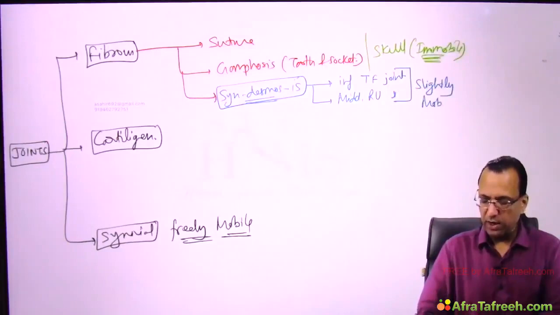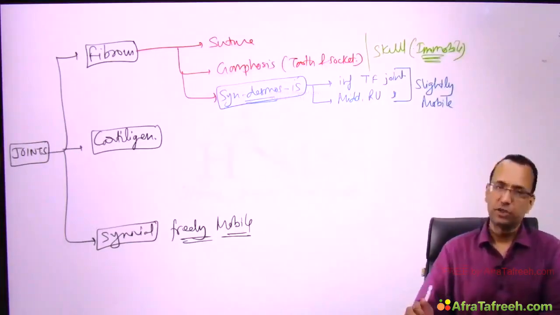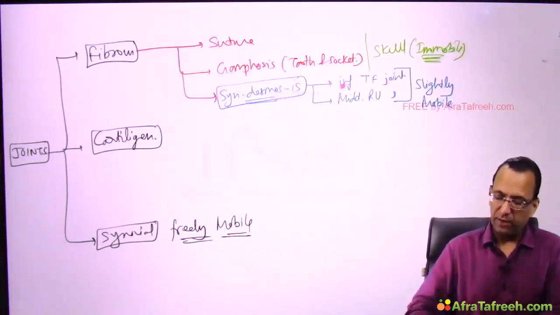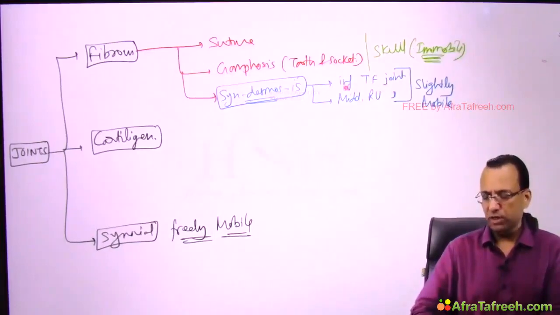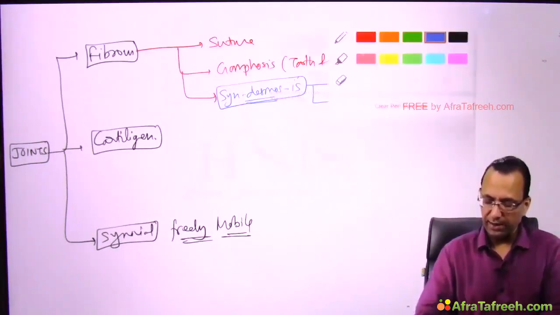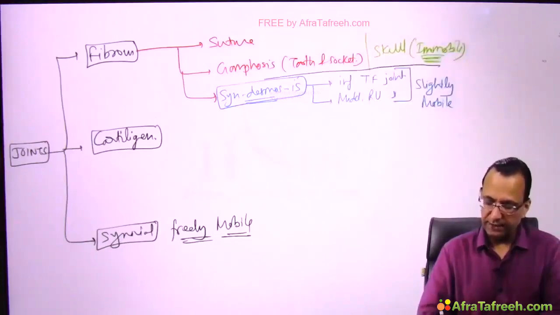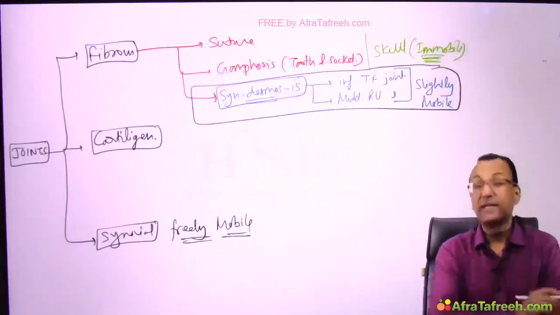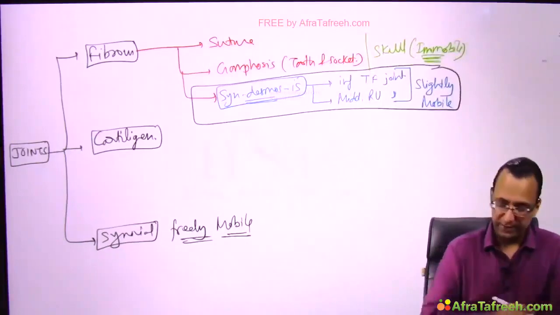Now, when you are talking about slightly mobile joints, which are the inferior tibiofibular joint, there was a question on this, and the middle radio-ulnar joint. These are all under the category of syndesmosis. What about the cartilaginous variety?